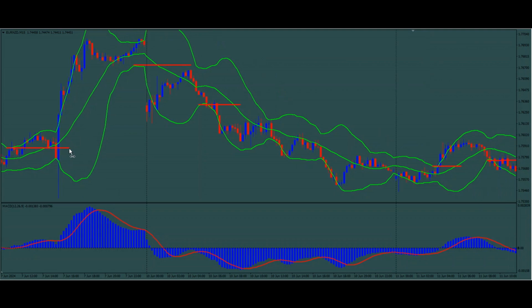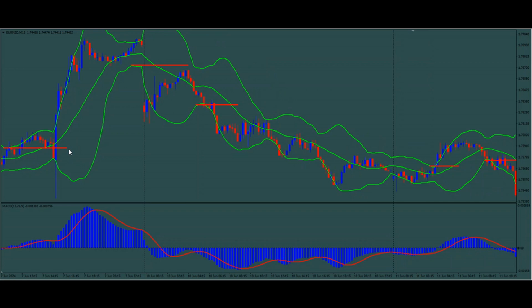Then we'll be able to formulate and know the direction that the price is heading, and we'll place our horizontal line. One thing to check is to make sure that the MACD histogram is above the signal line. This red one is the signal line, the blue one is the histogram.